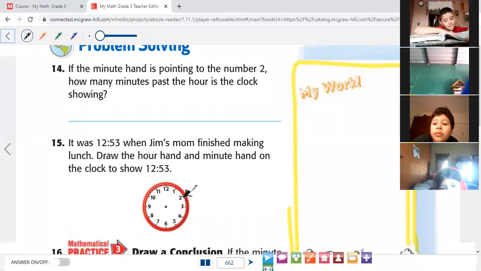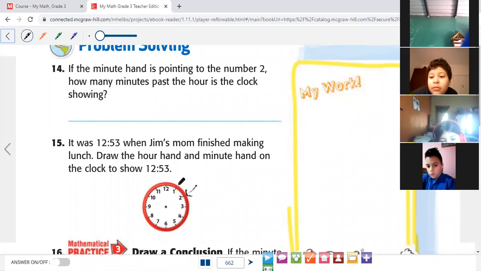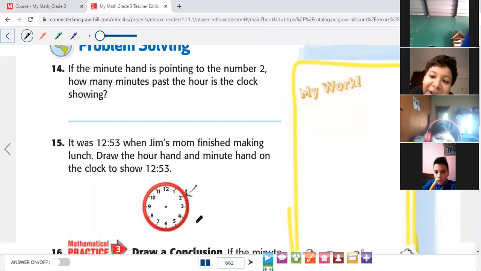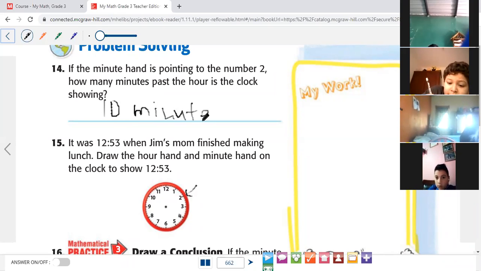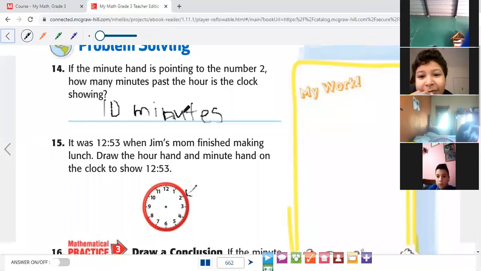Do you know? No? Okay, let me help you. We say 5. Yes, Carlos, do you want to answer? What is the answer, Carlos? 10. Yes, the answer is 10 minutes. 10 minutes have passed. Remember that we have to skip count by 5. So on number 14, you need to write minutes. 10 minutes have passed. Thank you, Carlos. Good job. Nice try, Sergio.